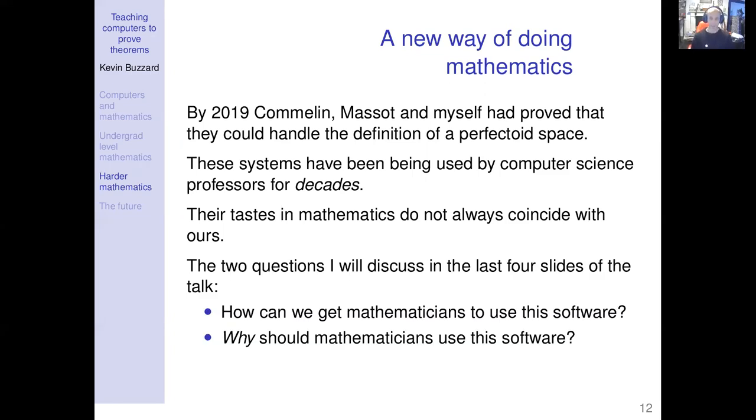So my talk's almost done. I have four slides left, and the last four slides are, just briefly, a question I've been thinking about for a long time: how can we get other mathematicians to use this software? And lastly, really something I haven't talked about, but why, right? Why should mathematicians be using this software? I mean, it's kind of cool and it's fun, but should people actually be investing a lot of time into it? I think these are important questions.